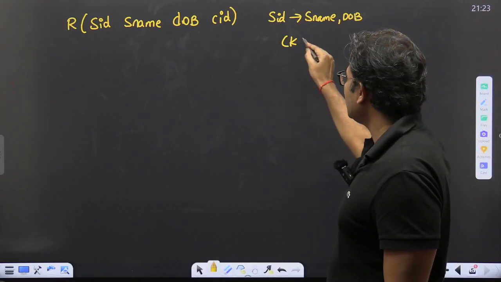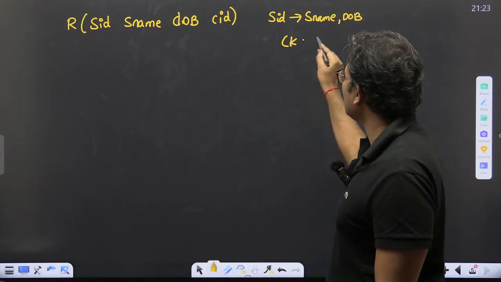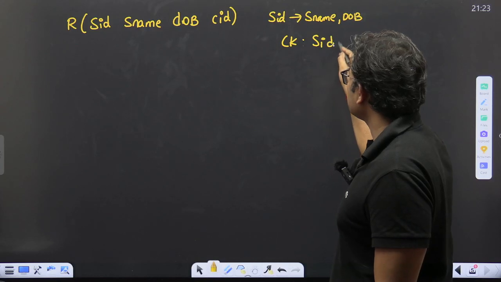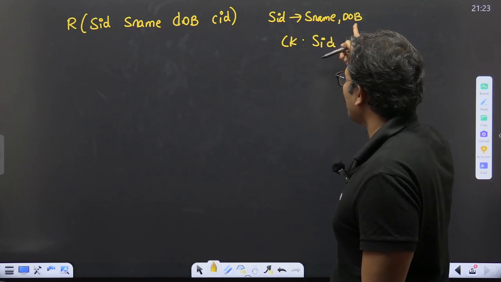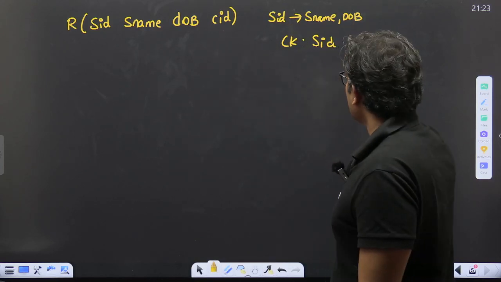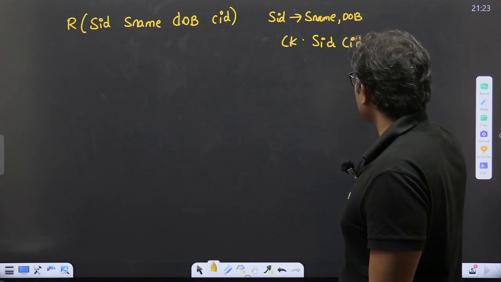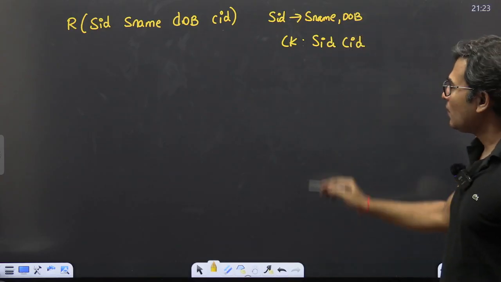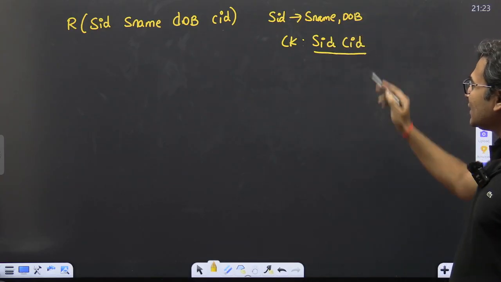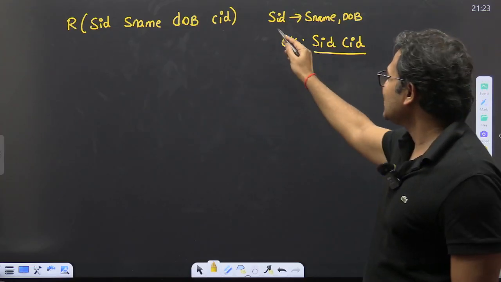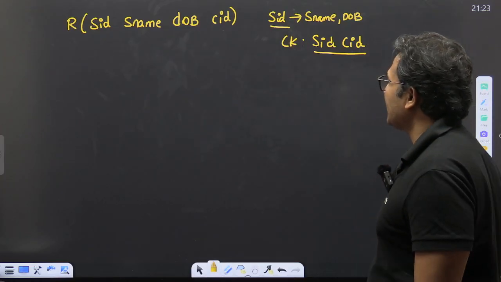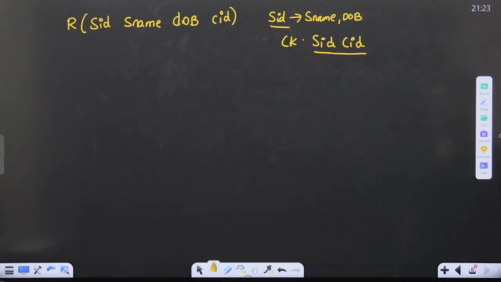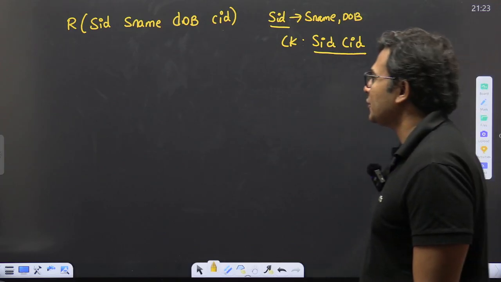Now the candidate key for this table is, if I write SID plus, I get SID, SNAME, date of birth, but I don't get CID. Therefore, CID also has to be in the candidate key, right? Now, if the candidate key is SID, CID, then this SID forms the partial dependency, right? So whenever there is partial dependency, we are going to decompose the table, okay?